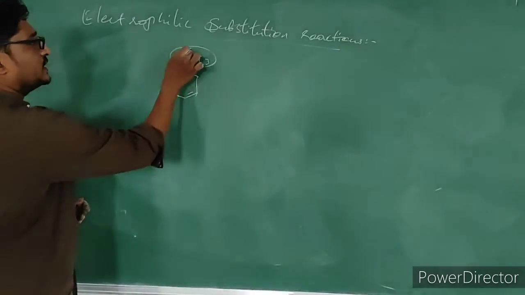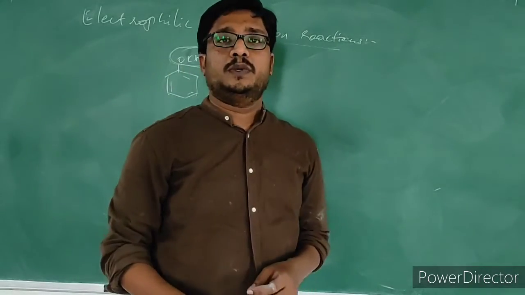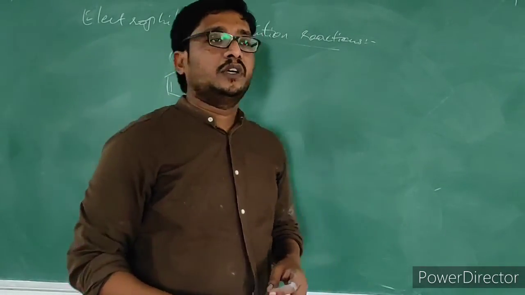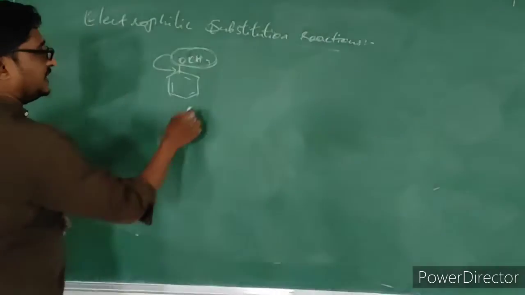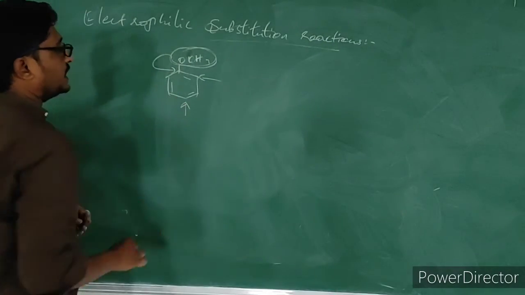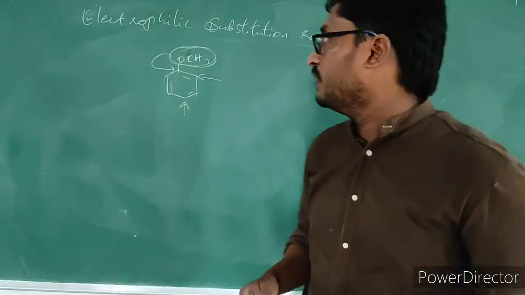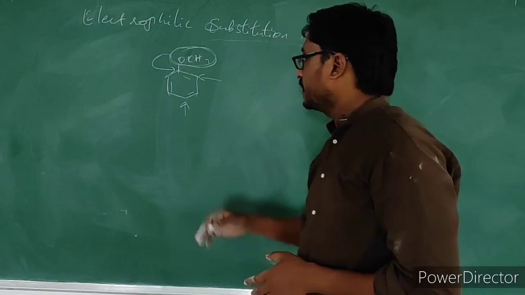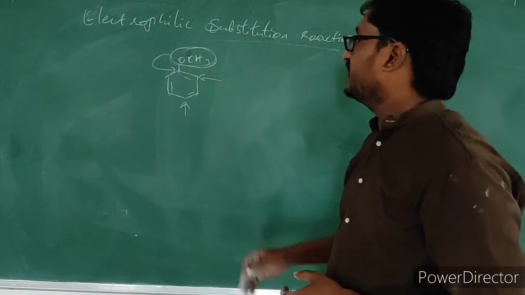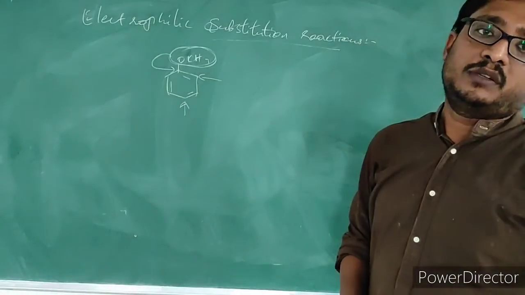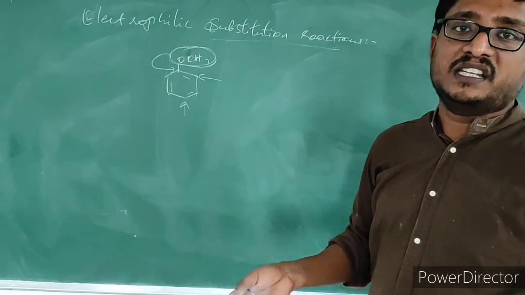So here this methoxy group, OCH3 group, is an electron donating group. It donates electrons to the benzene ring, so electron density increases at the ortho position as well as at the para position. Now, if an electrophile wants to react with this aryl alkyl ether, it will bind at either the ortho position or the para position, because at those positions electron density is more. That is the reason.